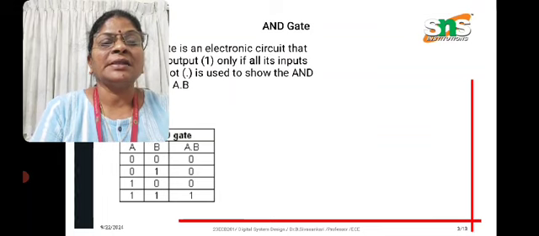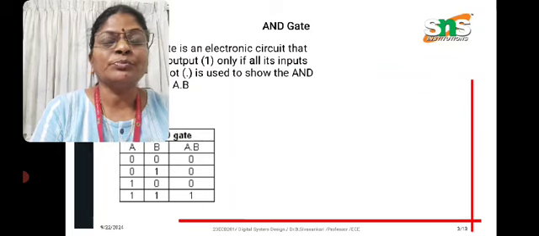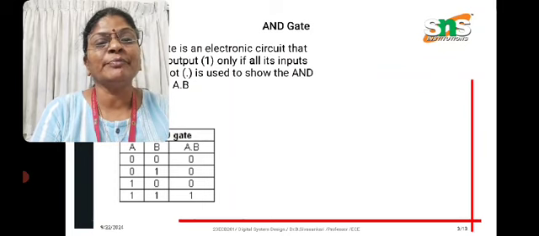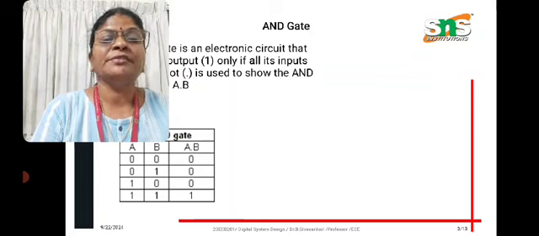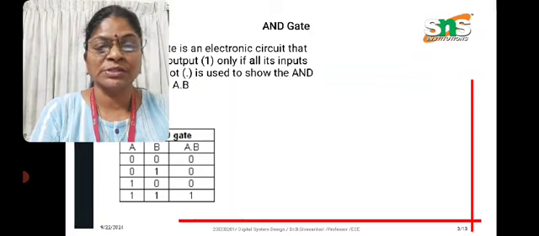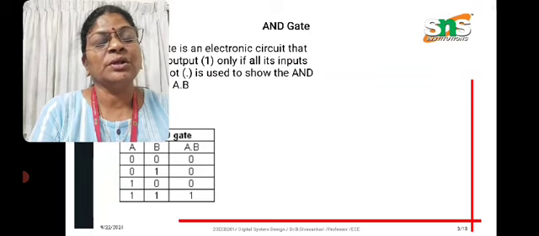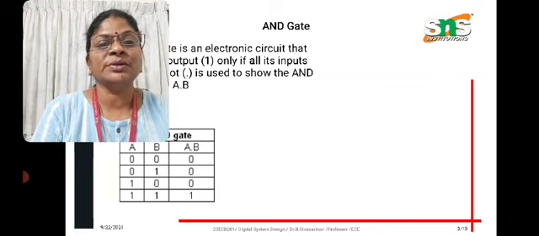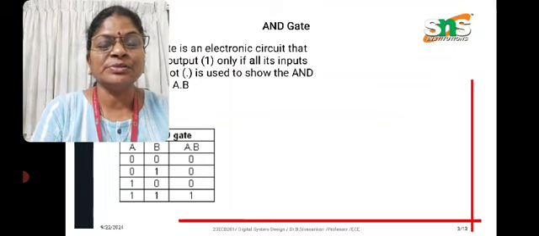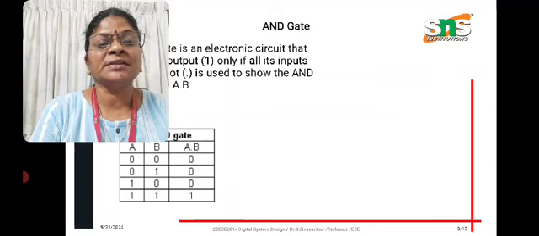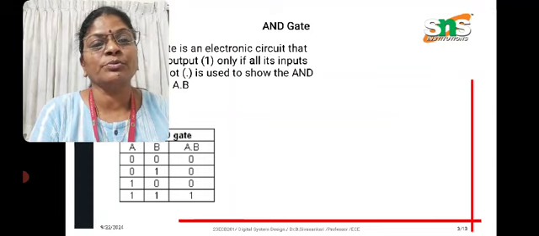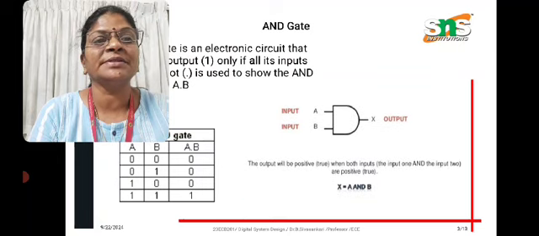So first, AND gate. AND gate is an electronic circuit whose output is high only if both the inputs are high. If any of your inputs is 0, that is low, your output will be low. If both the inputs are high, your output will be high. In this two variable truth table, for the first three rows, 0 0, 0 1, and 1 0, your output is 0. And in the fourth row, both the inputs are high, your output is 1. This is all about your AND gate.